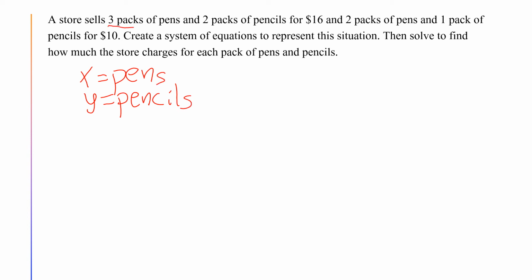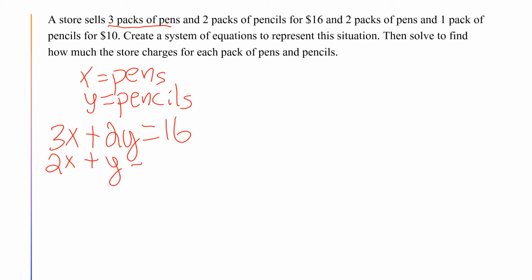So we know that there are 3 packs of pens, so 3 times the cost of each gives us 3x, and 2 times the cost of each pack of pencils gives us 2y, and when we add them, we know that it totals 16. And the second equation should be 2 packs of pens, so we can represent the cost of that by 2 times x plus 1 pack of pencils, so the cost will be y, and when we add that, it equals 10.